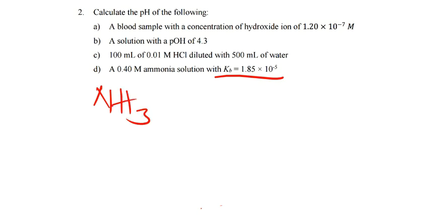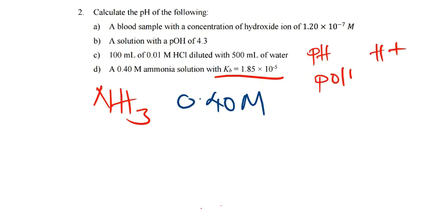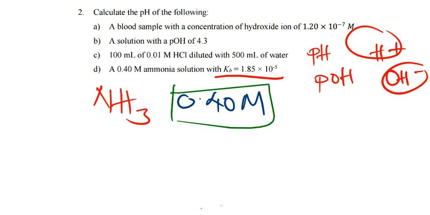So we are told 0.40 molar concentration of ammonia solution with the Kb of that. Now the question is, can we find the pH or the pOH? The pH and the pOH depend on the hydrogen ion concentration and hydroxide ion concentration respectively. So if we can find either of the two, we can easily find pH or pOH. This is the concentration of a base. It's not a concentration of hydroxide ion. Know that. So what do we do?